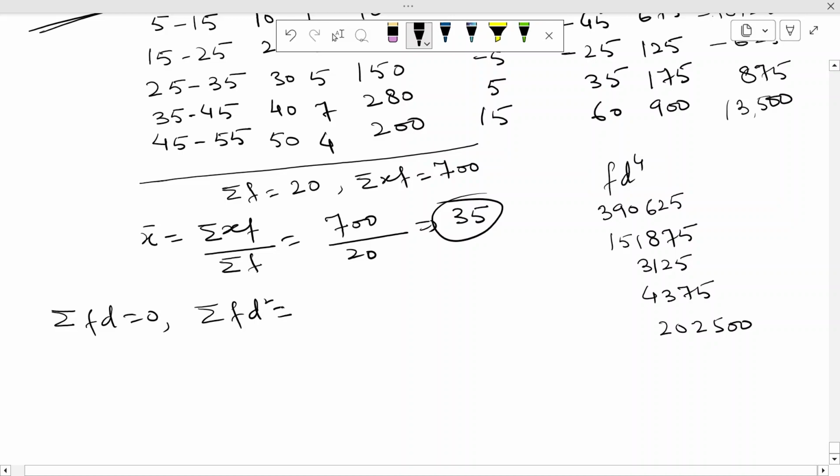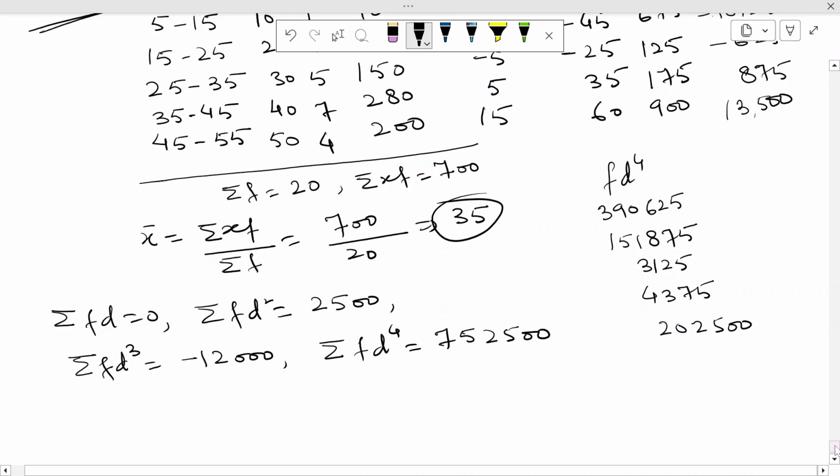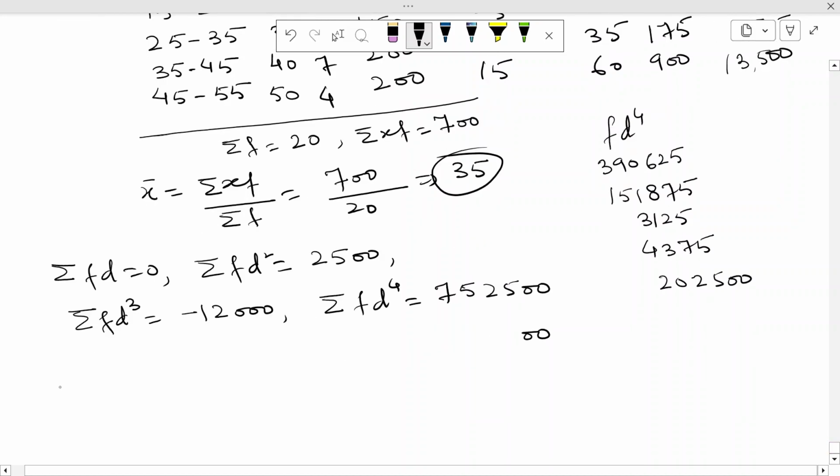2500. Then we have summation fd cube, which is minus 12,000, and lastly we have summation fd4, which is 752,500. So now we are in a position to calculate our moments. So first moment is mu1. Of course that will be 0 because summation fd is 0.